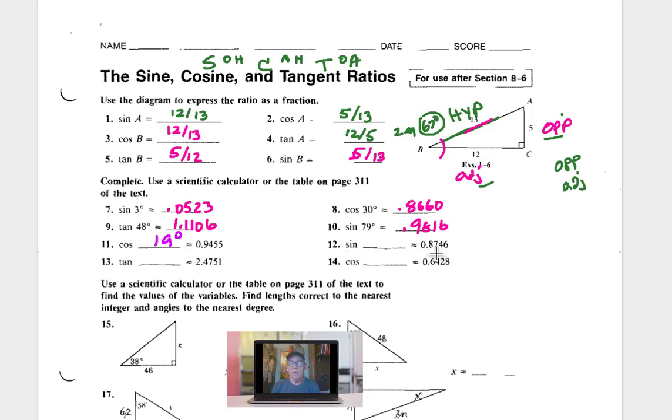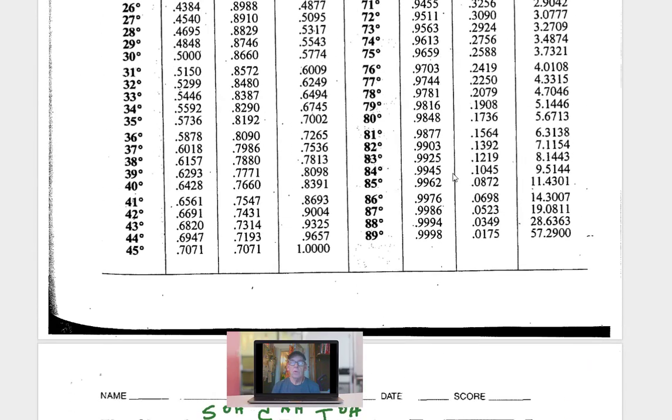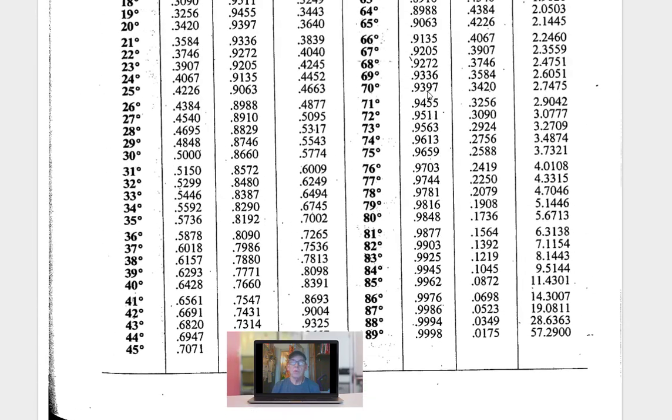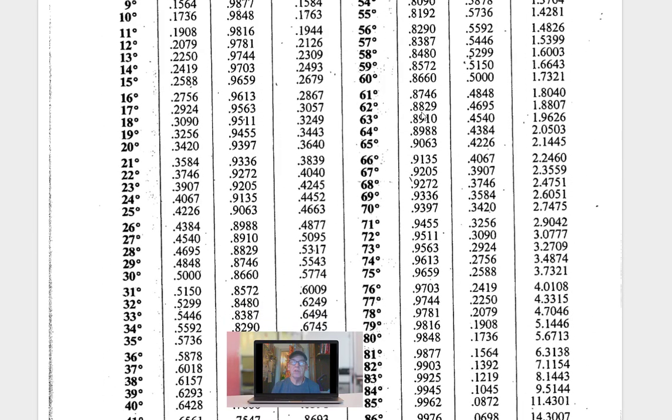Sine of some angle comes out to be 0.8746. We're going to go to our table, look in the sine column, find the closest angle to 0.8746. So sine is the first column. We're looking for 0.8746 right here, 61 degrees.